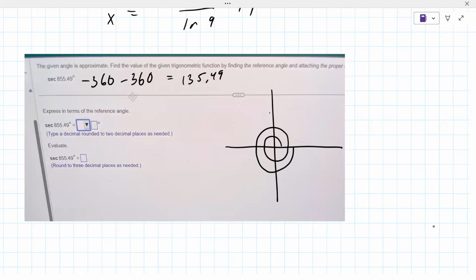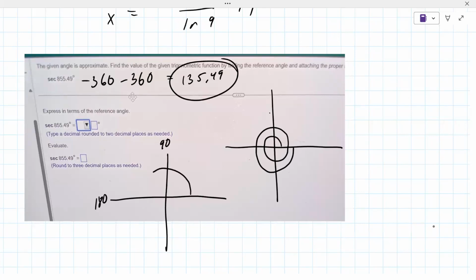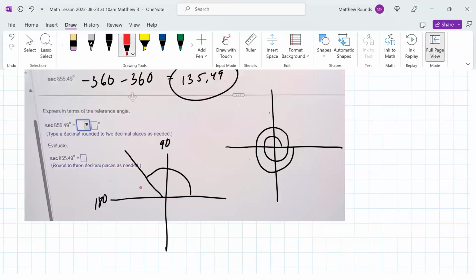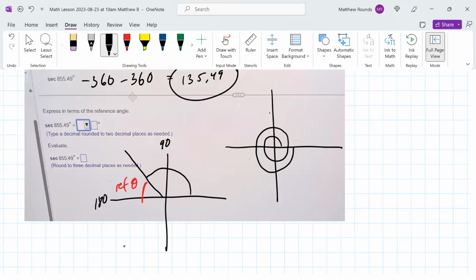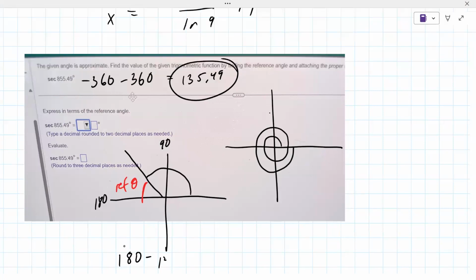So you're going to get 135.49. If we're just looking at, let's say you're just given that, you've got to figure out where that is. Well, that's 90, that's 180, so it's here somewhere in the middle. The reference angle is made with the x-axis here. This is the reference angle. So the reference angle is 180 minus 135.49. Okay, so we'll get that number, whatever that is, 44.51.